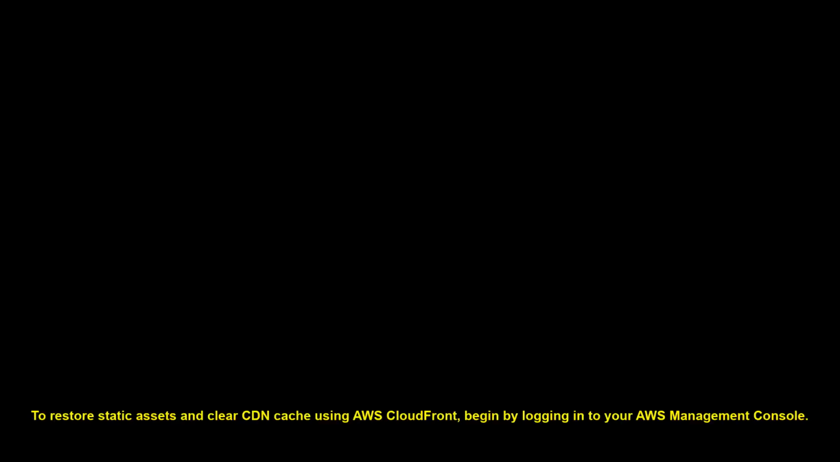To restore static assets in a CDN cache using AWS CloudFront, begin by logging into your AWS Management Console. Once logged in, navigate to the CloudFront service. In the CloudFront dashboard, find the list of your distributions. Select the distribution you want to work with by clicking on its ID.